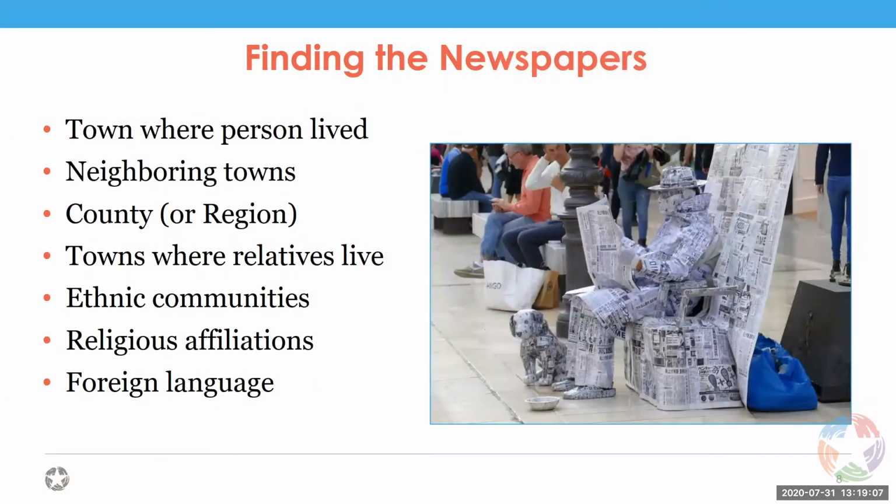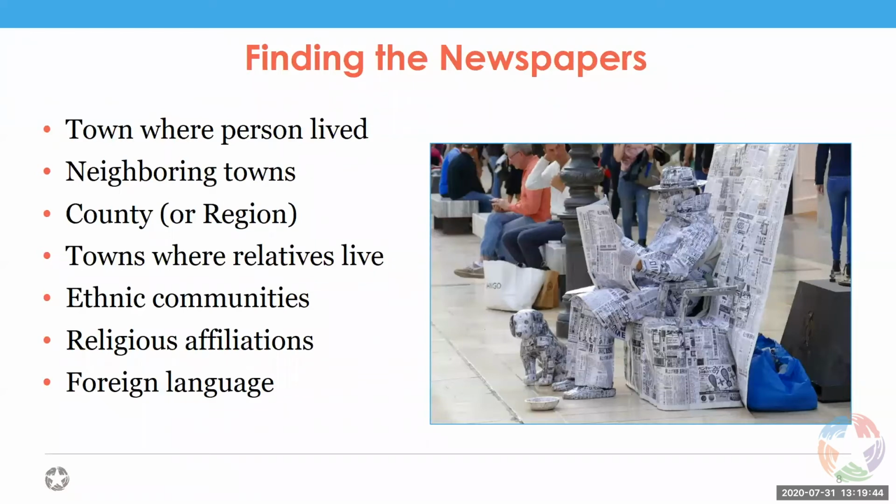So in finding the newspapers, here are some things to consider. Make a mental list as you're searching. Consider the town where your ancestor lived. If they lived in a very rural area and the community did not have a newspaper that you could find, maybe consider broadening your search and looking at neighboring towns who may have had a newspaper.